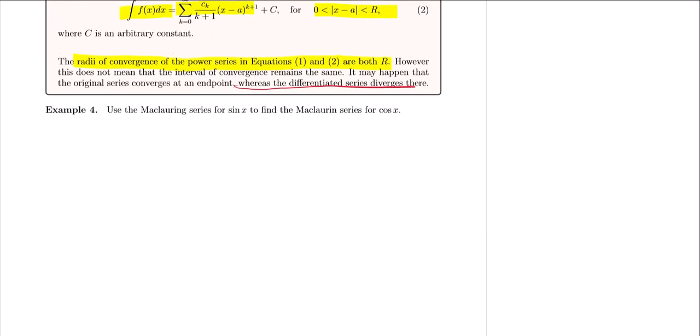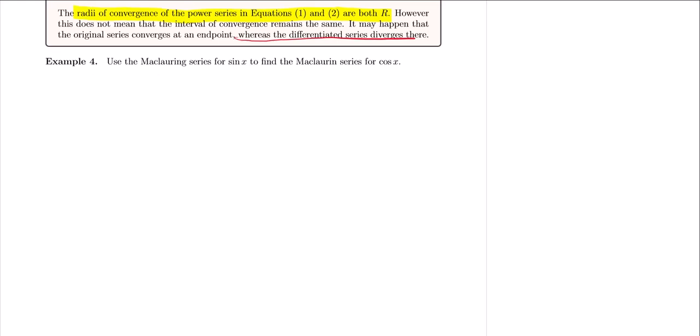And let's begin with example 4, where we're being asked to use the Maclaurin series for sine of x to find the Maclaurin series for the cosine of x. And again, there's another typo here, guys. Let's get rid of it. There we go. Okay, so for this problem, I'm just going to jump straight into the Maclaurin series for the sin of x.